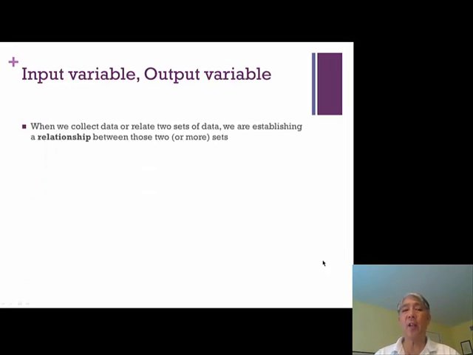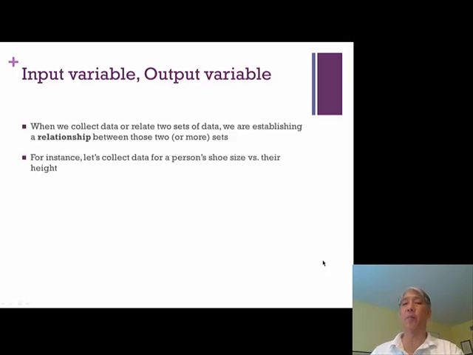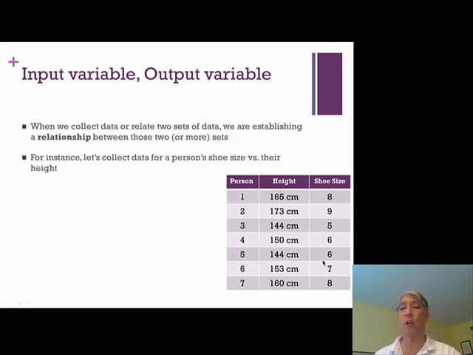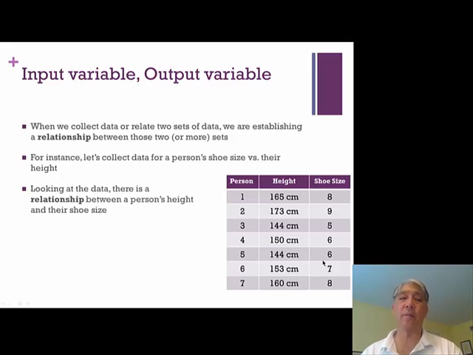First off, anytime we collect data, or relate two sets of data, we are establishing a relationship between those two variables, the input variable and the output variable. For instance, let's collect data for a person's shoe size versus their height. So we're trying to relate their shoe size to their height. This is some sample data that was collected. We have people's height, 165 centimeters, and their shoe size was an 8, all the way down on the bottom, 160 centimeters with a shoe size also of 8.